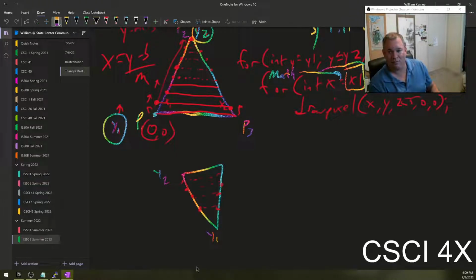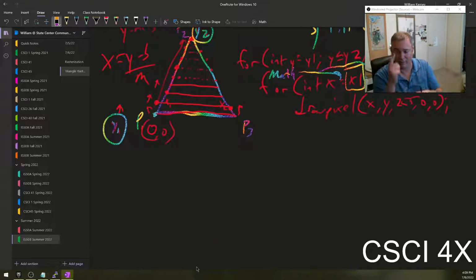Now there is one triangle that this won't work for. Upside down actually is easy, because you just swap. It's like what we did earlier. You just swap the y1 and the y2 and call it a day.